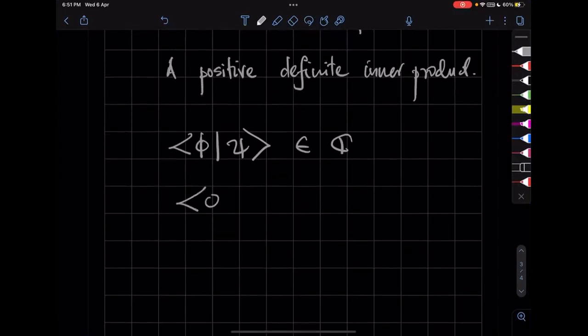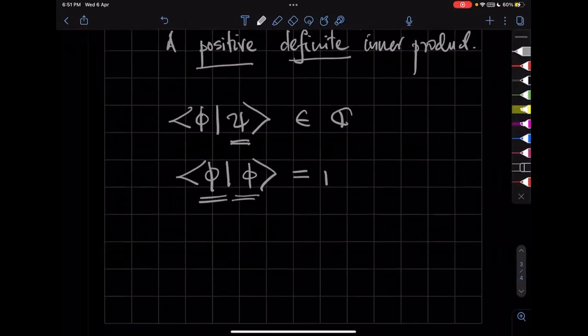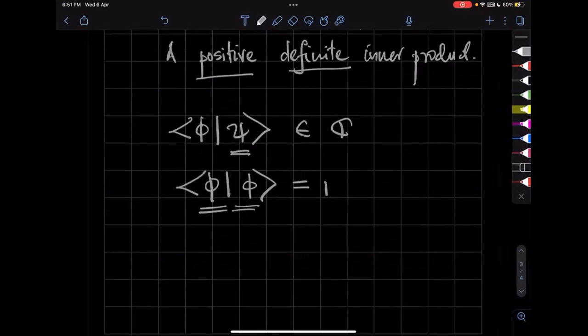And the positive definiteness of the inner product means that for every phi, there is a dual such that this is a real number, and we can normalize it to 1. It doesn't have to be, but we can normalize it to 1. And so this is what it means to have a positive definite inner product.